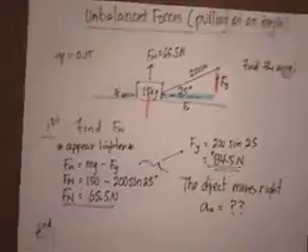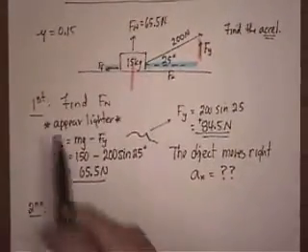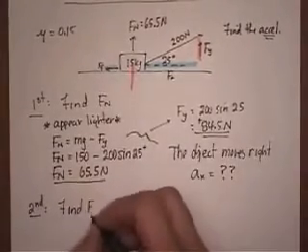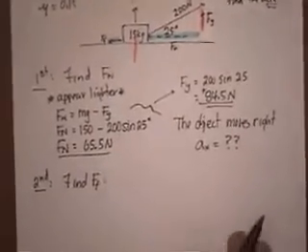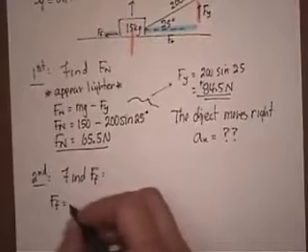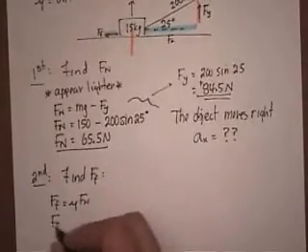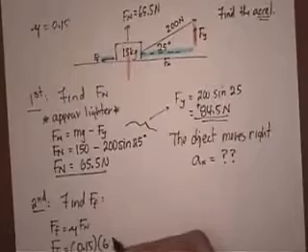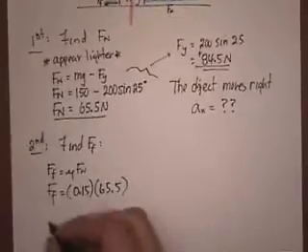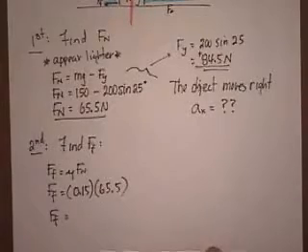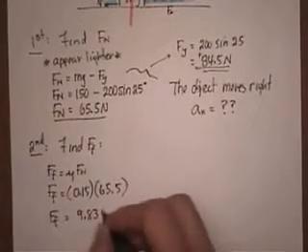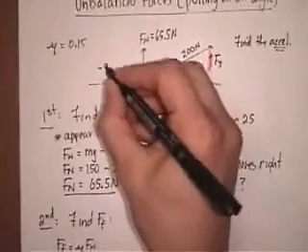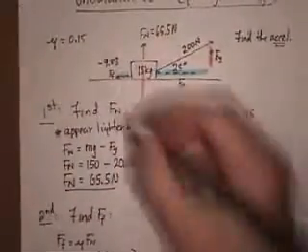The second step is to find my force of friction, which is the whole point of finding my normal force. My force of friction is mu Fn. So my force of friction in this case is my coefficient, 0.15, times 65.5. Plug that in, and you get a force of friction of 9.83 newtons. That will be in the negative direction.